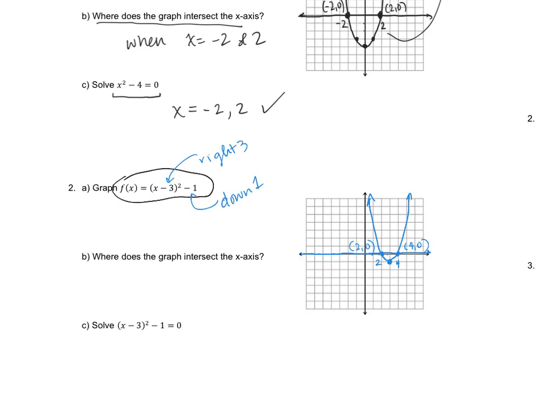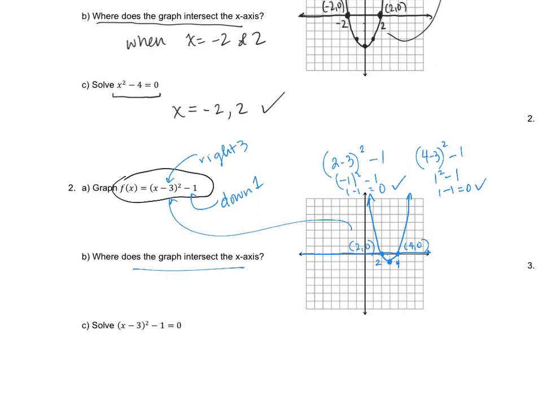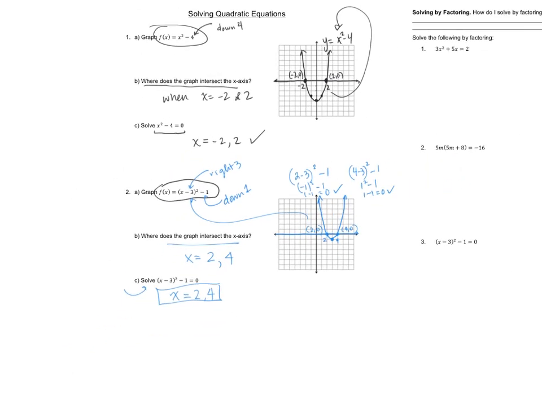If I want to check that, let's just plug it back in. So if I plug in a 2, that's (2 minus 3) squared minus 1. That's (-1) squared minus 1. 1 minus 1 is 0. If I plug in a 4, (4 minus 3) squared minus 1. That's 1 squared minus 1, which is 0. Woohoo, it worked. So where does it intersect? When x is 2 or x is 4, which are the solutions to this equation. So what we've just done is solved these two quadratic equations graphically.